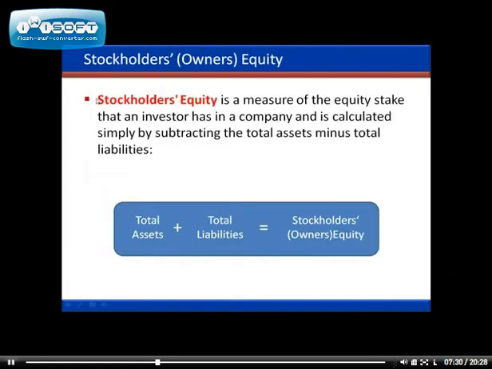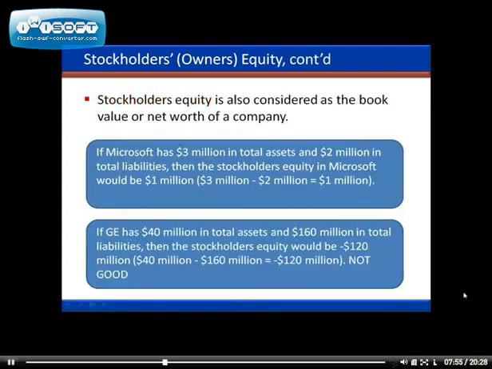So now we get to stockholders' equity. Stockholders' equity is the measure of the equity stake that an investor has in a company, and is calculated simply by subtracting the total liabilities from the total assets. The example below has a plus sign. It's supposed to be a minus sign, so disregard that. Total assets minus total liabilities will give you stockholders' equity.